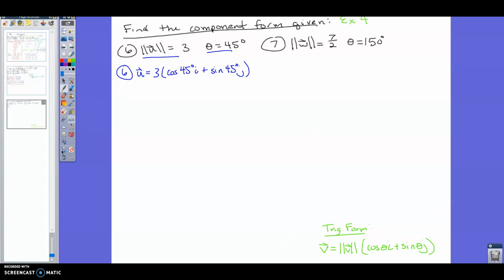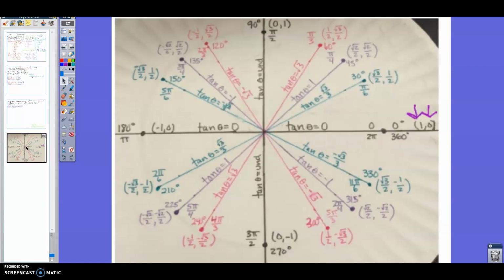So the next thing that we want to do is we're trying to get this down to component form, which looks like b1, b2, or u in this case. So we've got to use our unit circle so that we can replace the sine and cosine values to get rid of those trig equations. Okay, so we're going to replace the cosine with the x value at 45 degrees and the sine with the y value at 45 degrees.